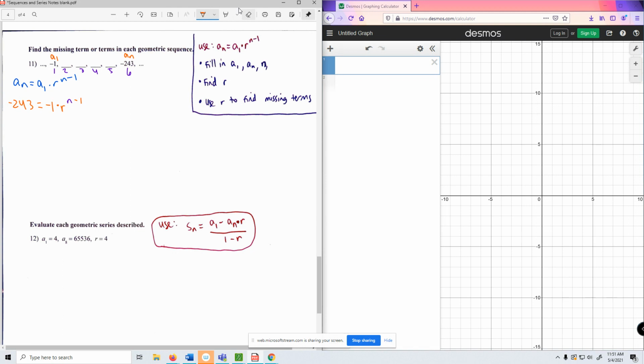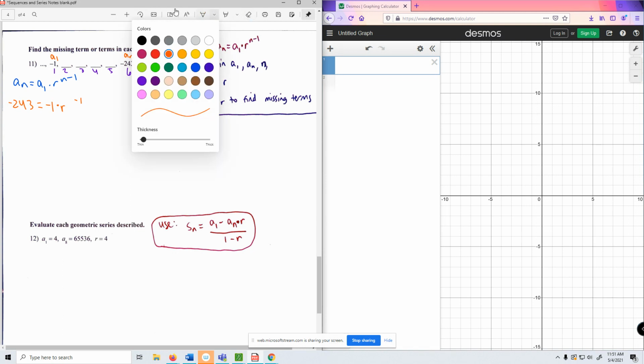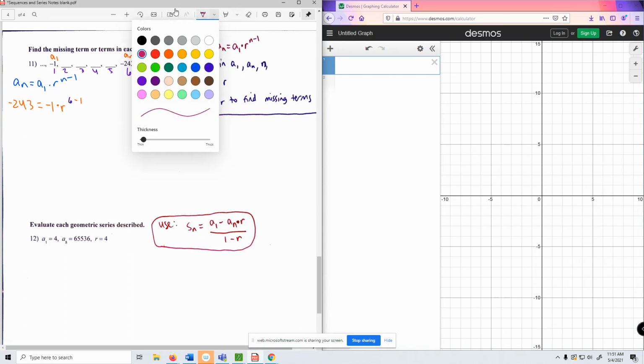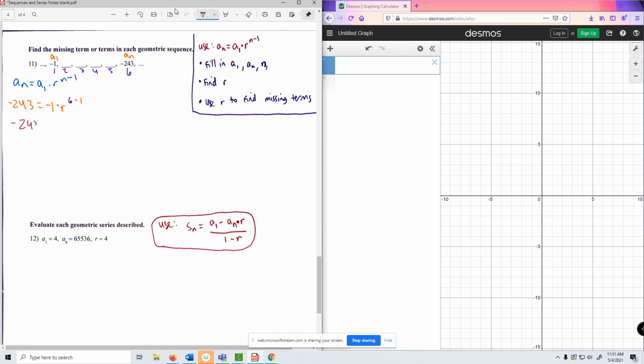Okay, and I meant to write a 6 instead of an N. Oops. Let's fix that. There we go. Okay, so from here we need to solve this formula for R. So I'm going to start by simplifying 6 minus 1 is 5. So the exponent becomes 5.